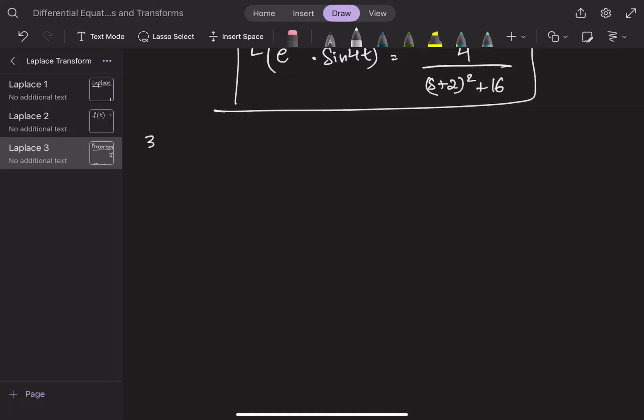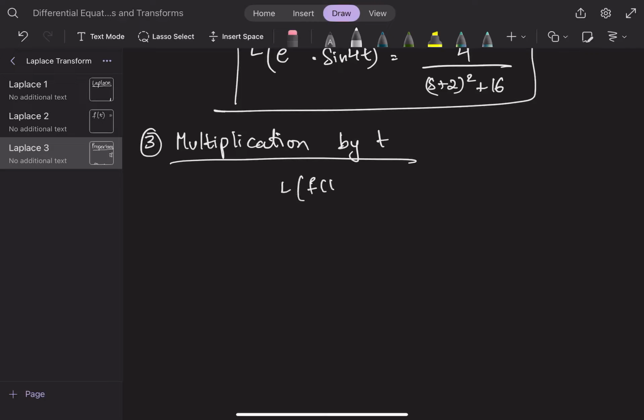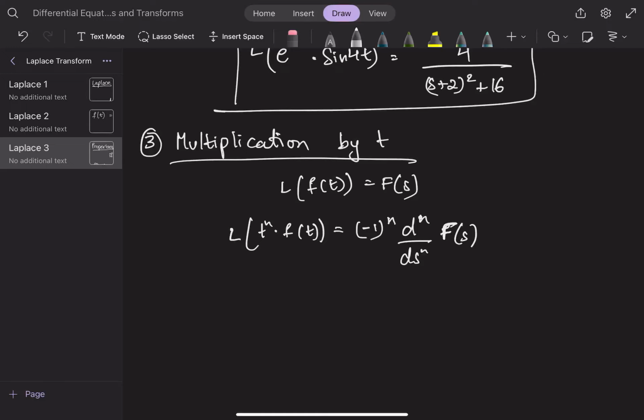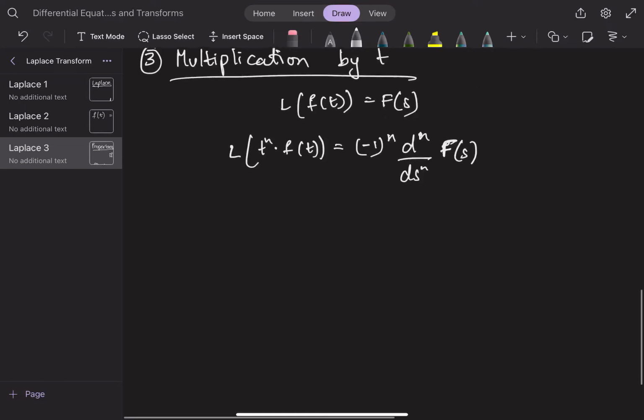Your next property is multiplication by t. So if you have Laplace of f(t) is equal to F(s), then Laplace of t raised to n multiplied by f(t) is minus 1 raised to n, d^n divided by ds^n of F(s). I'll show you this with an example.